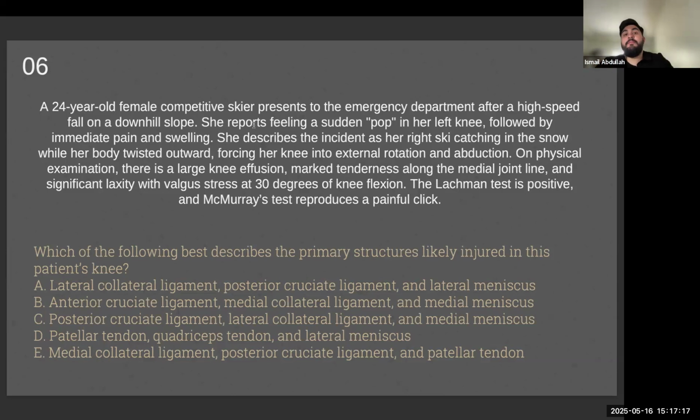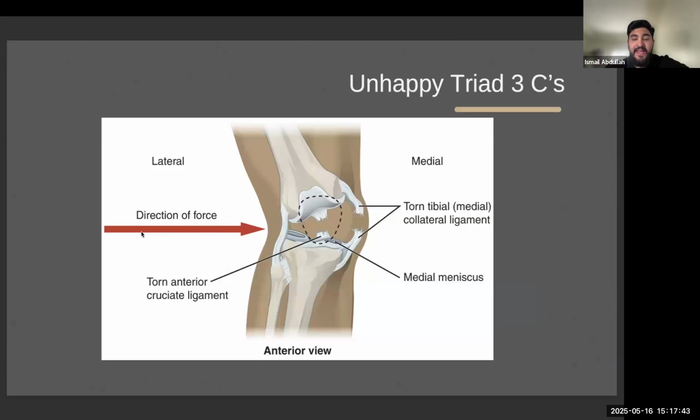Now, since the patient already heard a pop, and basically her knee went into external rotation and abduction, this is a triad of unhappy triad, where we have the medial collateral ligament injured, the anterior cruciate ligament, and the medial meniscus as well. So basically what happened here, we have a high impact force hitting the knee laterally. When this happens, this lateral force is going to cause, of course, with the external rotation of the tibia and the femur, while the foot is fixed, is going to force an abduction and an external rotation.